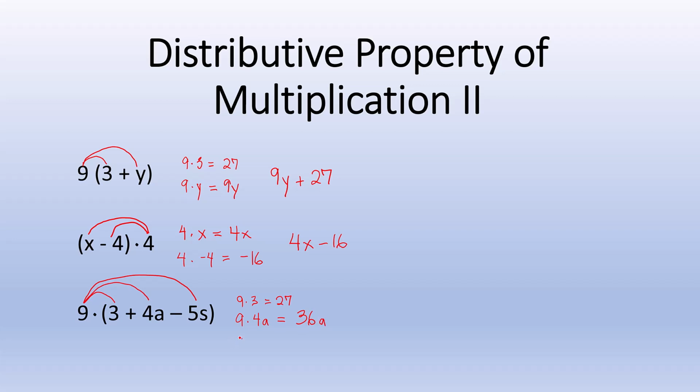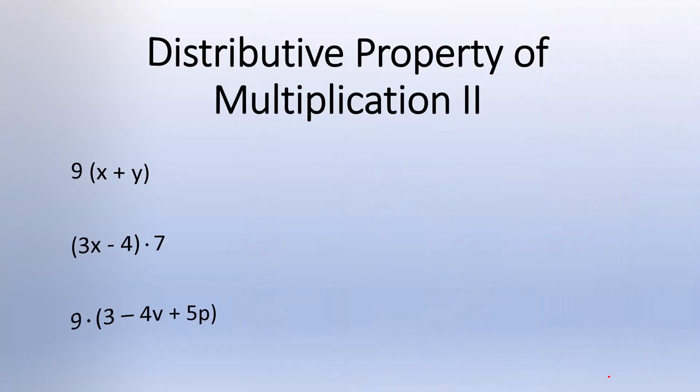And finally, 9 times negative 5s is going to equal negative 45s. So when we put all of that together, we have 36a minus 45s plus 27.